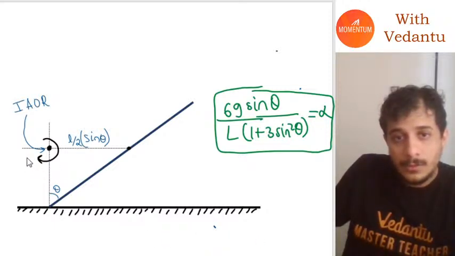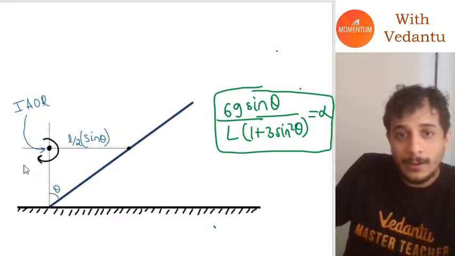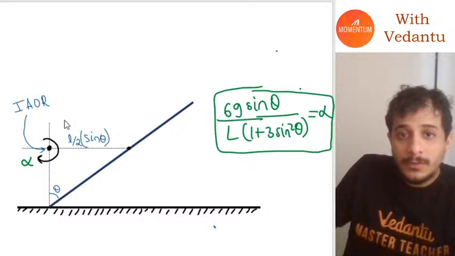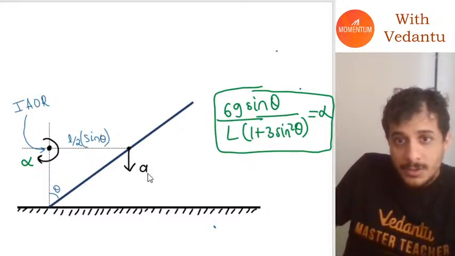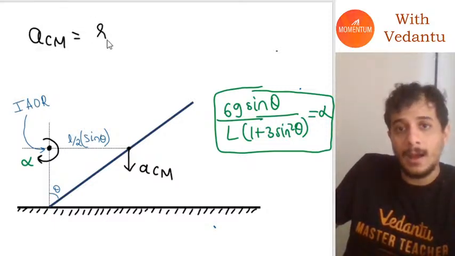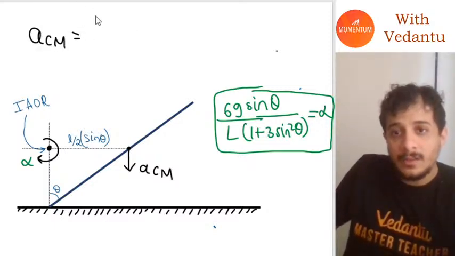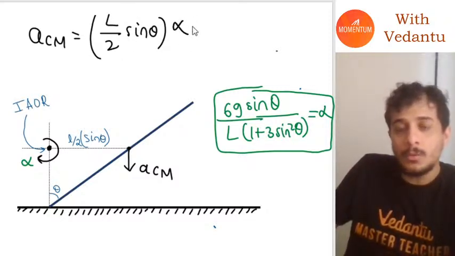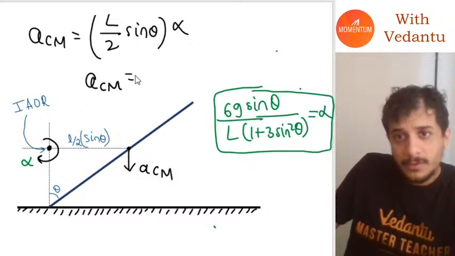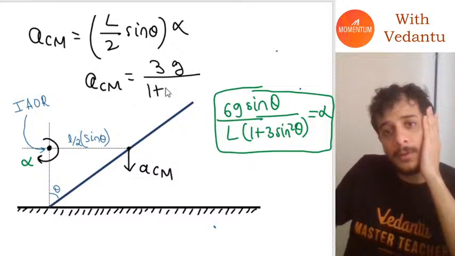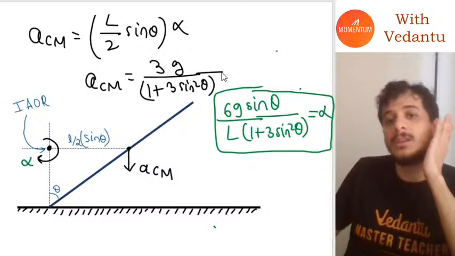The body is actually rotating about this axis with angular acceleration alpha. That means the acceleration of the center of mass can just be written as r alpha, in which case r is equal to L by 2 sine theta, because the distance is L by 2 sine theta, into alpha, which gives me the acceleration of the center of mass as 3g divided by 1 plus 3 sine square theta.